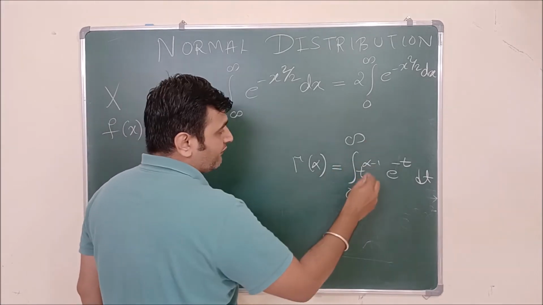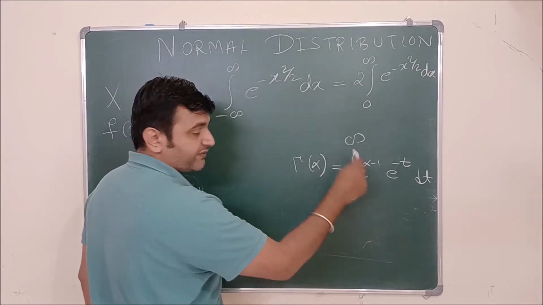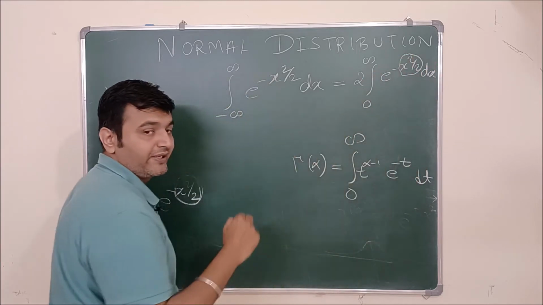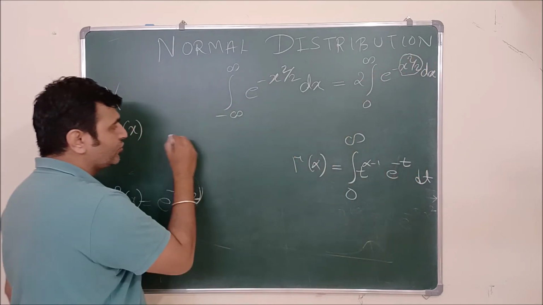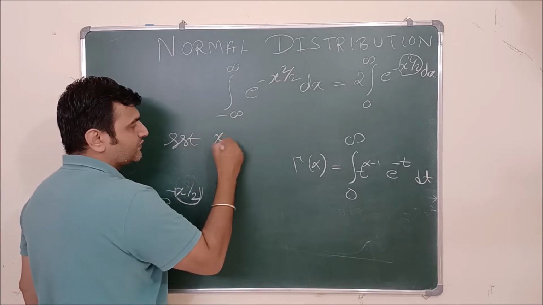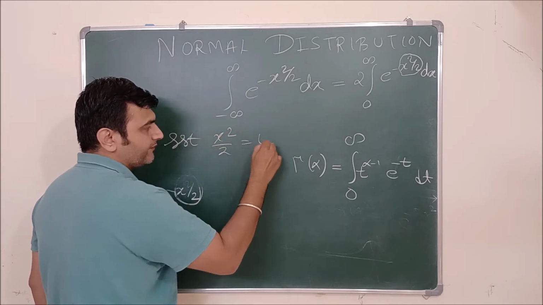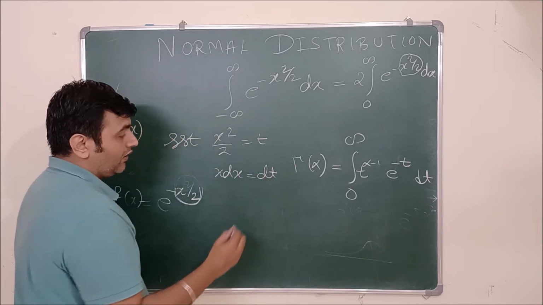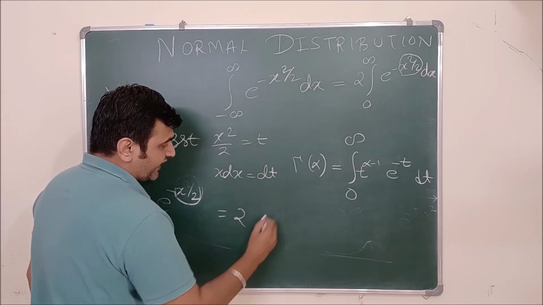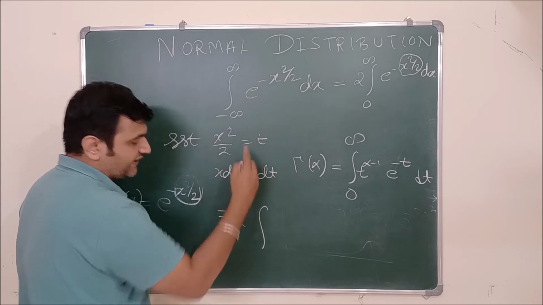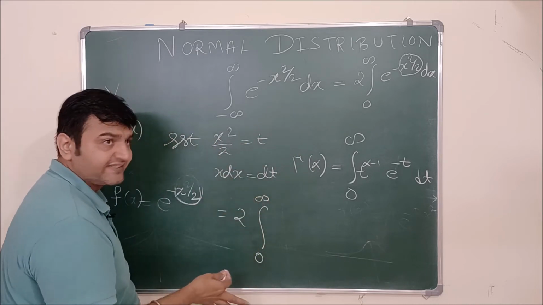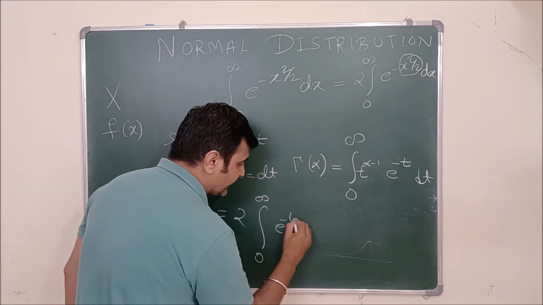Okay, now here I want to bring it into this form. So what substitution will you choose? You observe, here you have x square by 2, there you have t. So what you do is you substitute x square by 2 equal to t. So what you get is x dx equals dt. So the integration becomes 2 times, when x is 0, your t is 0. When x is infinity, your t is also infinity. So the limits are the same, e raised to minus t.